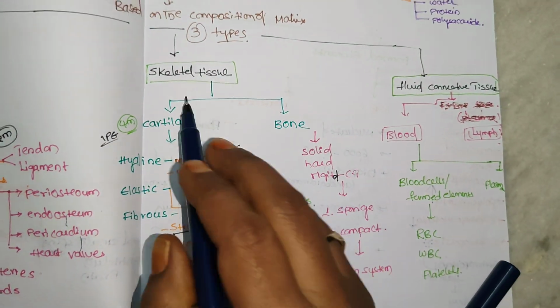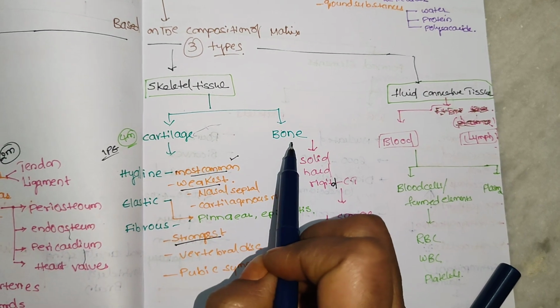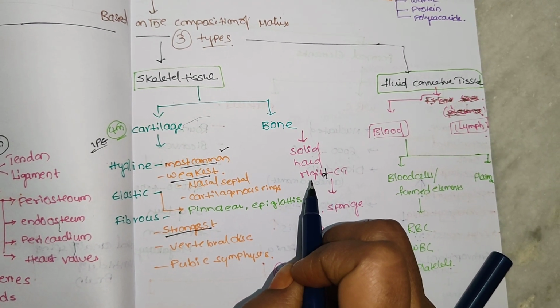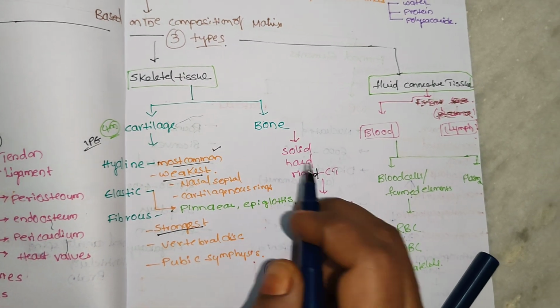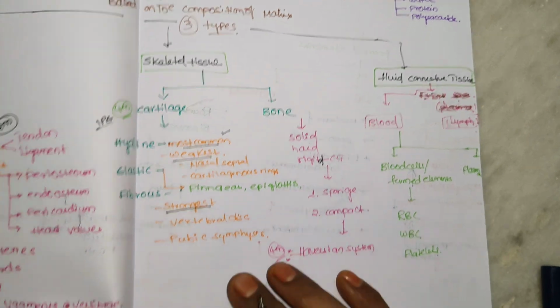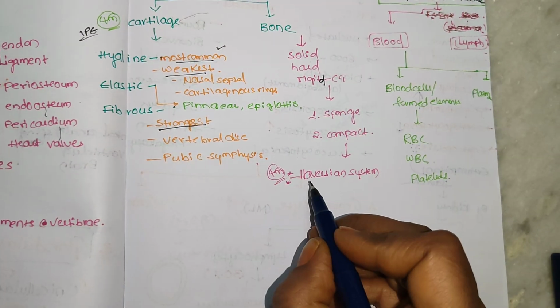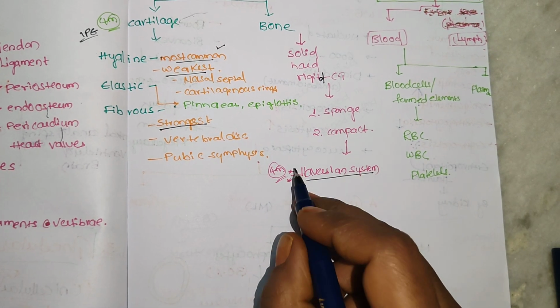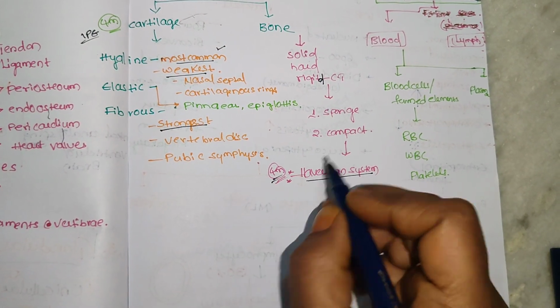Then come to the other type of skeletal tissue, bone. Bone is a solid, hard and rigid connective tissue. In bone we have two types: spongy bone and compact bone. In compact bone, the structural and functional fundamental unit is the Haversian system. That is 4 marks in the IPE.